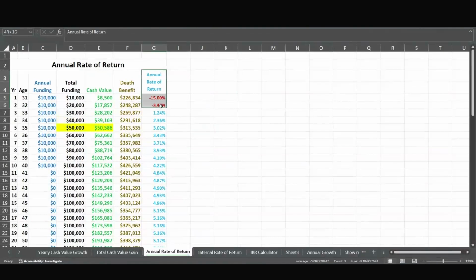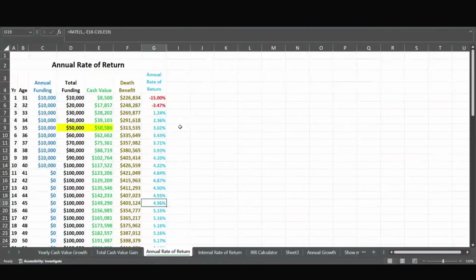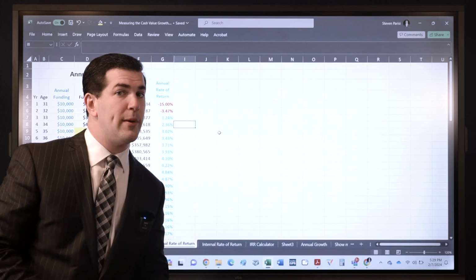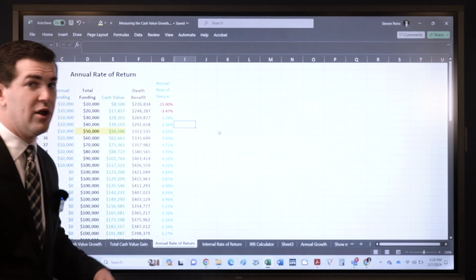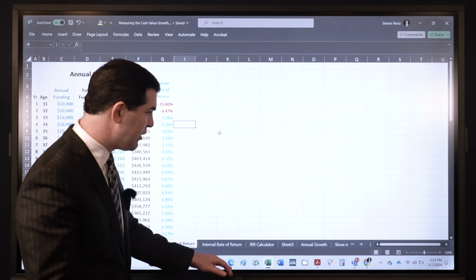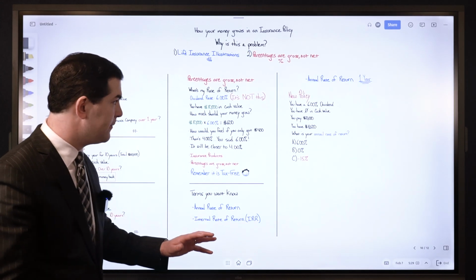But here we go. We've got the annual rate of return, which is nice. And this one peaks at about 5.15%, which is very attractive. But remember, the dividend rate, with this example, is actually 6.1%, so a little bit higher than 6%. Regardless, we never see it hit 6%. But the annual rate of return just shows us what the policy is growing by year.